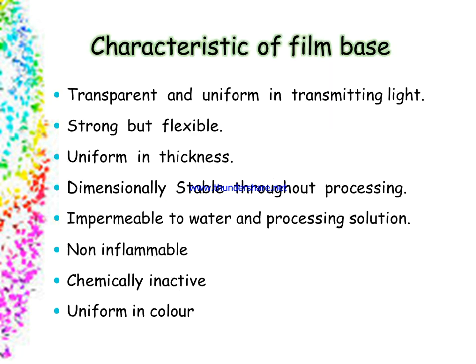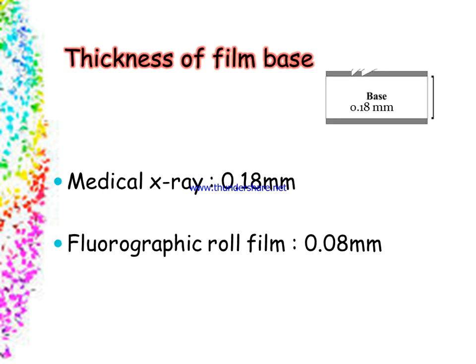Characteristics of the film base are that it is transparent and uniform in transmitting light, strong but very flexible, uniform in thickness, dimensionally stable throughout processing, impermeable to water and processing solution, non-inflammable, chemically inactive, and uniform in color. The thickness of a medical X-ray film base is 0.18 mm. For photographic roll film, it is 0.08 mm.